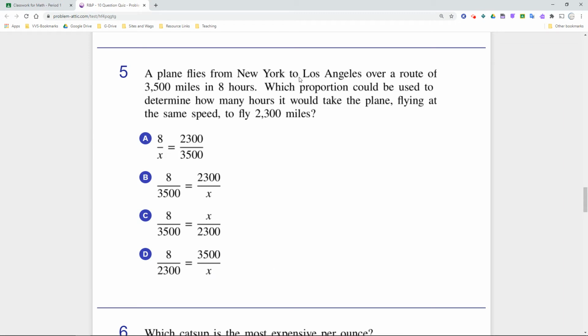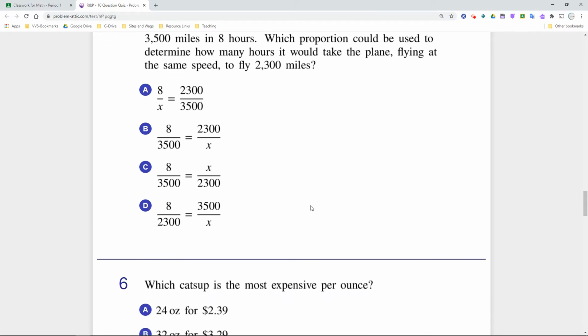A plane flies from New York to Los Angeles over a route of 3,500 miles in 8 hours. Which proportion could be used to determine how many hours it would take the plane, flying at the same speed, to fly 2,300 miles?